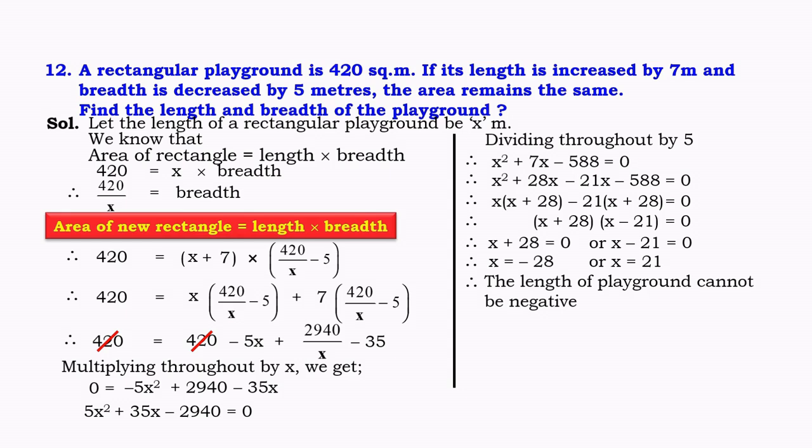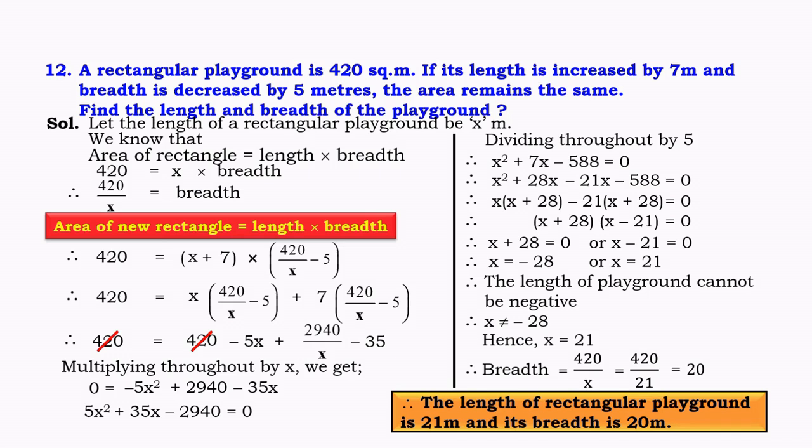Since length cannot be negative, negative 28 is rejected. Hence, x equals 21. Therefore, the length of the playground is 21 meters. We know that breadth equals 420 divided by x. Substituting x equals 21, breadth equals 420 divided by 21. This gives breadth equals 20 meters. Therefore, the length of the rectangular playground is 21 meters and the breadth is 20 meters.